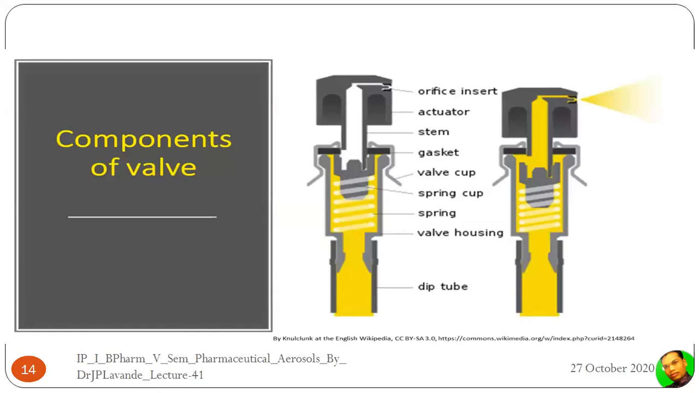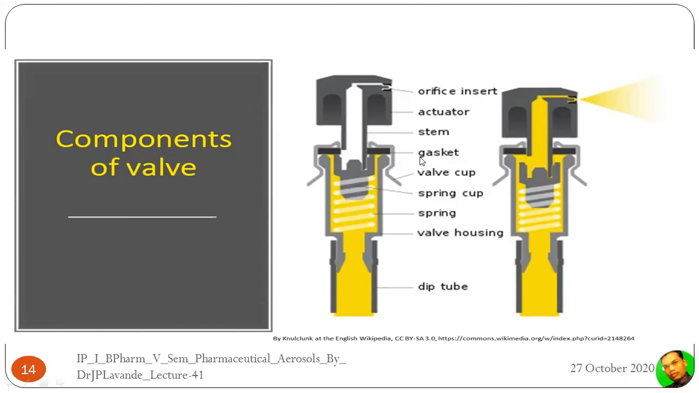If you want to see the different components of the valve system, in order to become thorough with all these systems, you need to draw these diagrams again and again. So you can see there are different systems and different components. There is an orifice through which the mist will come out. There is an actuator, this particular assembly is said to be the actuator. When this is pressed, when this is activated, at that time the content will come out and be delivered.